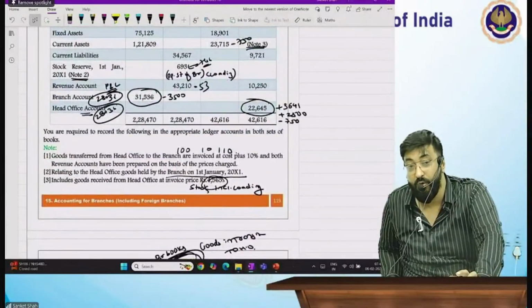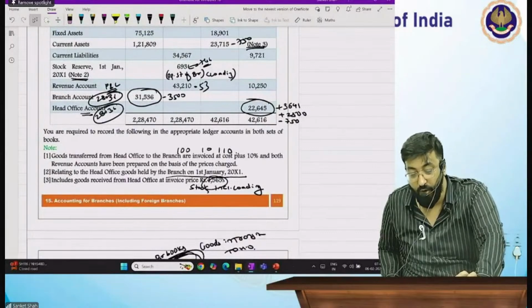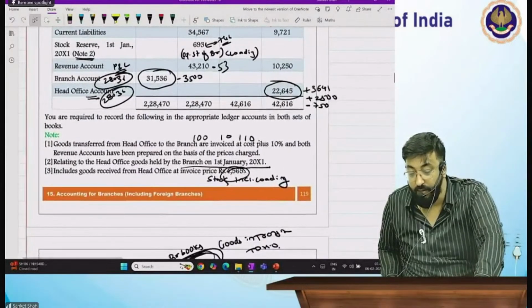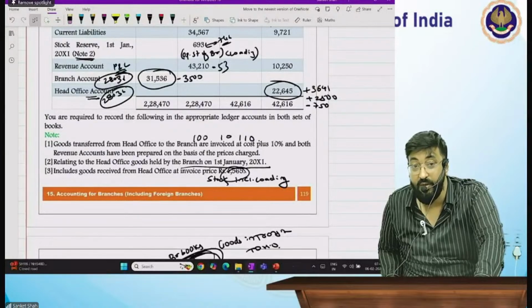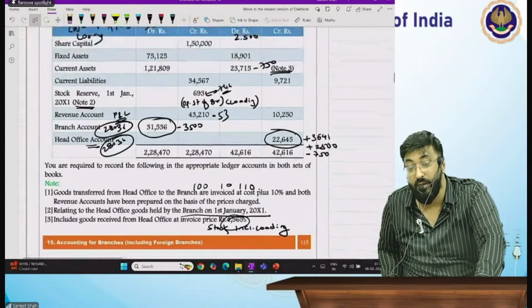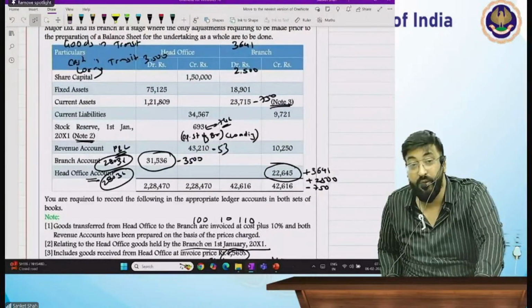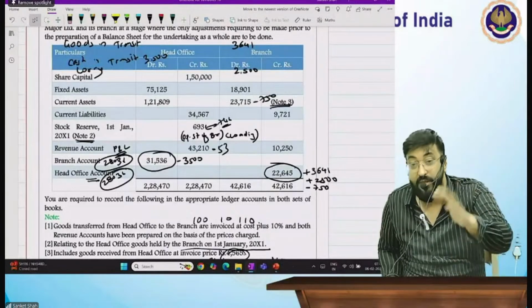Note 1 is for loading adjustment, and note 2 relates to head office goods by branch on 1st Jan, that note 2 is given over there. Note 3 is written in front of current assets, and therefore it is considering the branch goods which are sent by the HO.